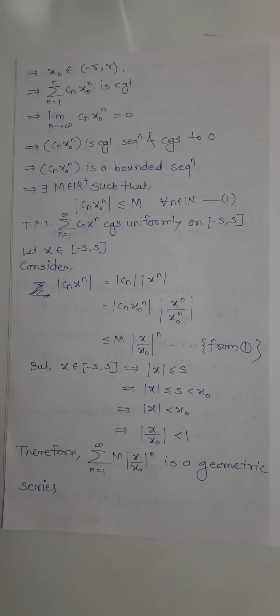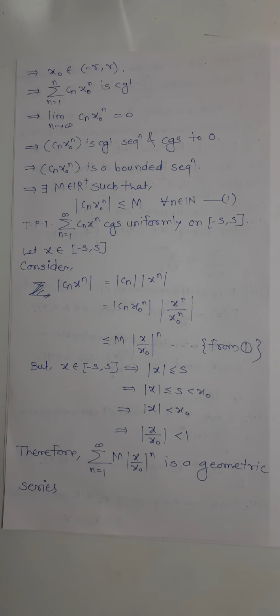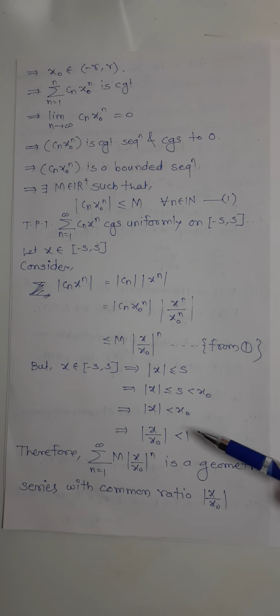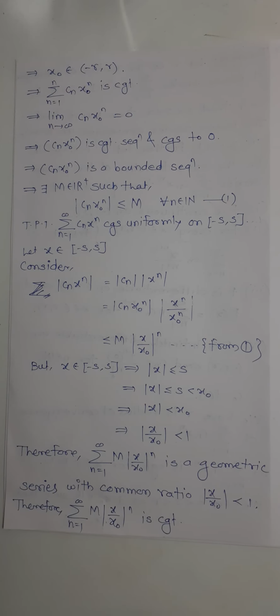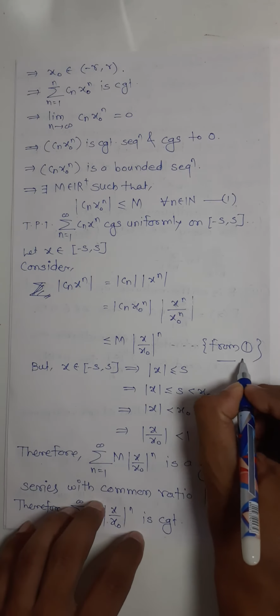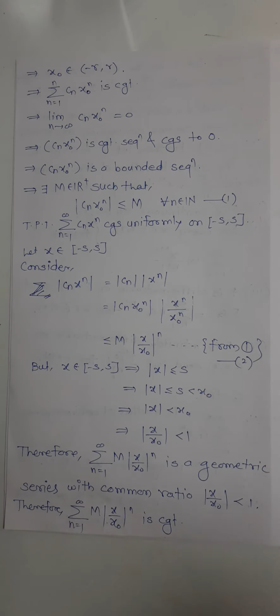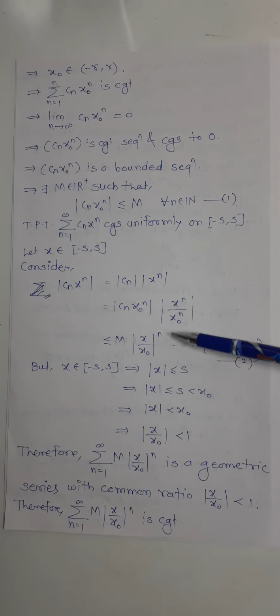So see what I want to say. Summation M times mod x upon x naught raised to n is a geometric series. And what is its common ratio? The common ratio is mod x upon x naught. But we have already proved it is less than 1. You know that if you have a geometric series with common ratio less than 1, then obviously it is a convergent series. So I wrote this is a convergent series. I will call it equation number 2. Here we are saying mod Cn x raised to n is less than or equal to this one, but this is a convergent series. Then we can apply the Weierstrass M test.